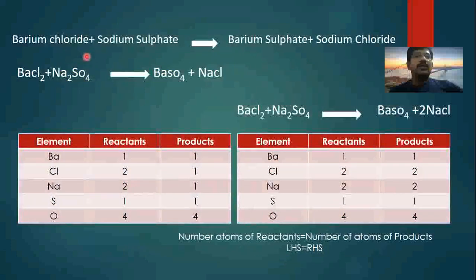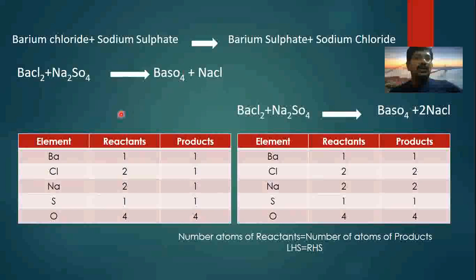Observe this, the reaction between barium chloride and sodium sulfate. We did this experiment, a precipitate reaction. What is formed here? Barium sulfate and sodium chloride. What are the reactants present here? Barium chloride and sodium sulfate. What are the products? Barium sulfate and sodium chloride. The molecular formula of barium chloride is BaCl2 and sodium sulfate is Na2SO4. Barium sulfate is BaSO4 and sodium chloride is NaCl.